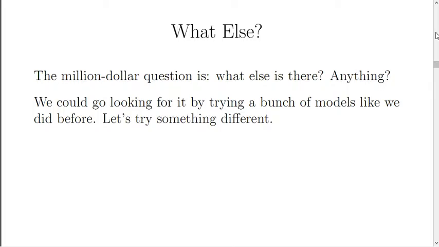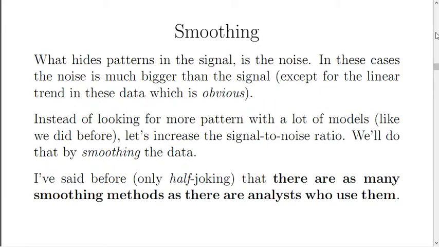Well, we could go looking for more signal by trying a bunch of models like we did before. We could try stepwise regression with polynomials or other kinds of stepwise regression. But I'd like to get into something a little bit different that helps us look for signal amongst the noise. I'd like to introduce the idea of smoothing data. When data consists of signal plus noise, the noise kind of hides the patterns that exist in the signal and makes them harder to detect.